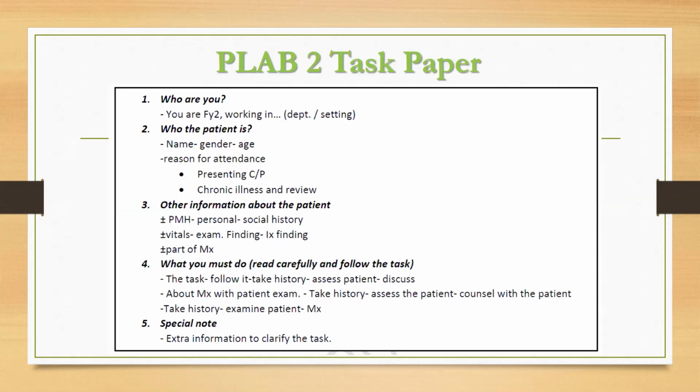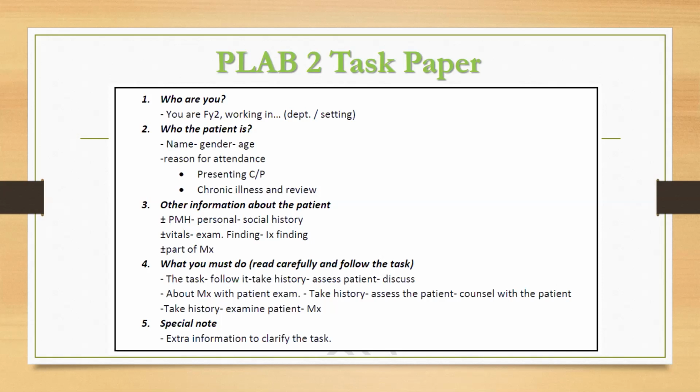It's called the task paper. The task paper will be a paper which will be fixed on the wall outside the cubicle. You will have 1.5 minutes to review this task before going inside the cubicle. Also, you will have this paper beside the patient inside the cubicle if you would like to take a look at it again. So in each task paper, there are many points mentioned, and you have to be aware of them and of the benefits of each point.